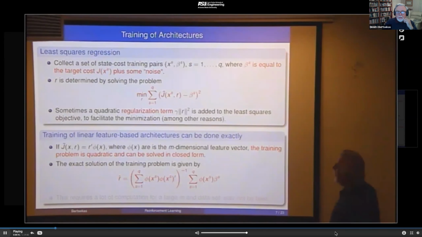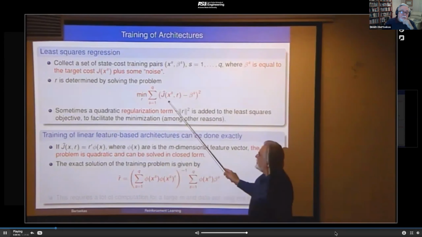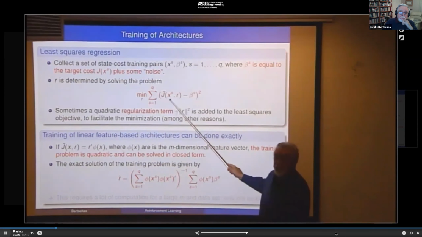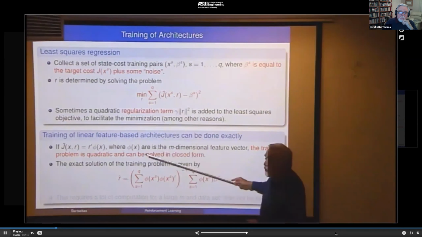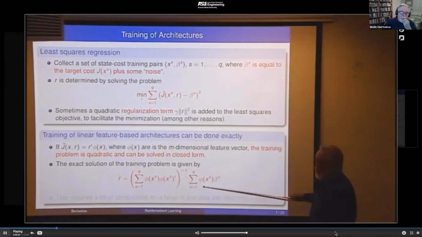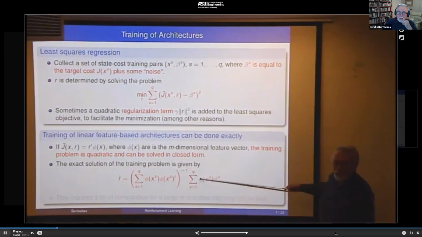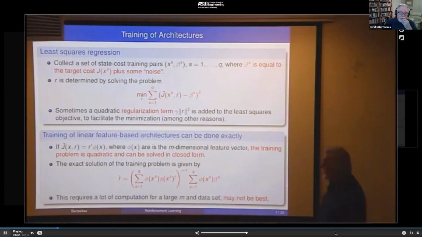We obtain this formula by plugging this in here, it's a quadratic minimization. We set the gradient of this to 0, the condition for optimality, and we solve the resulting linear equation, and it gives exactly this formula here. The derivation is in your book, and I'm not going to go through it because it's not significant for our future purposes. Okay, so this is exact, but it still requires a lot of computation.